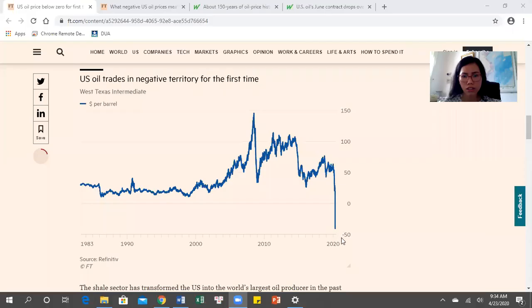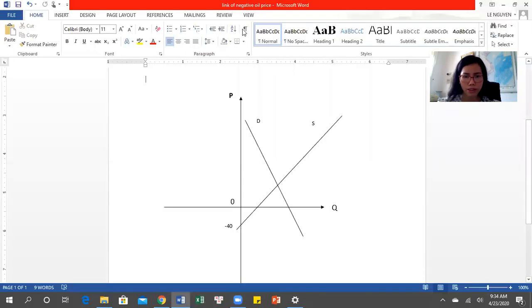First of all, I will let you see the oil price chart. On that day, the oil price was very close to minus $50. So we have to think what kind of model we will apply to explain this case. We are just talking about one product, that's crude oil. That's why we use the demand and supply curve in microeconomics. So let's see how it works.